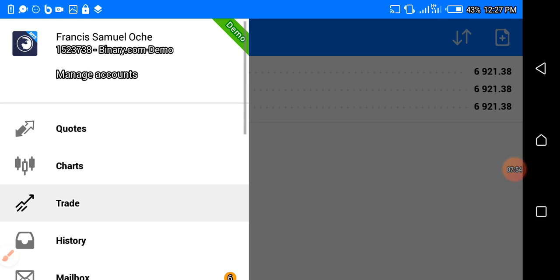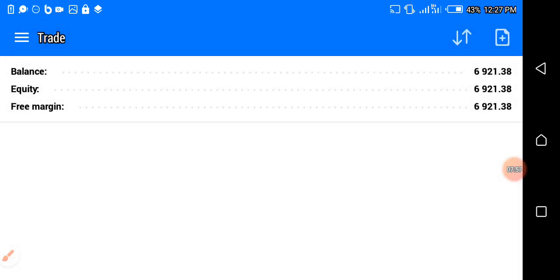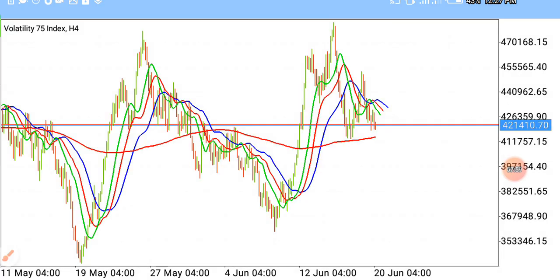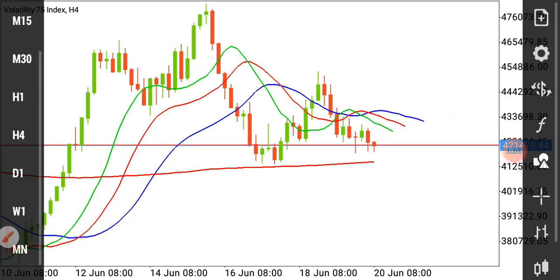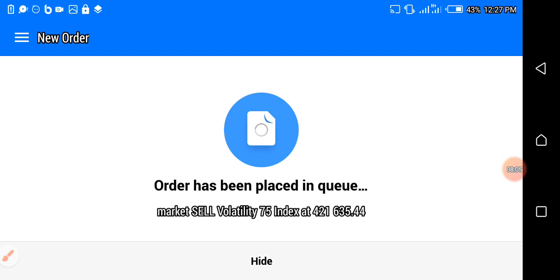Though this is a demo account. It's just that simple. So just wait for your confirmation. Okay, let me take this trade again so that you guys can see it. But I'm leaving this to run for a period of today, tomorrow.